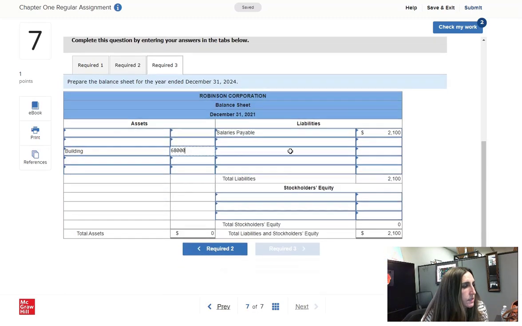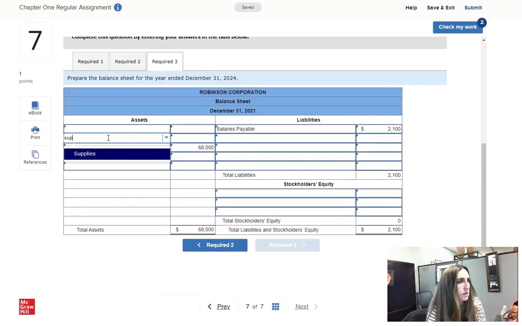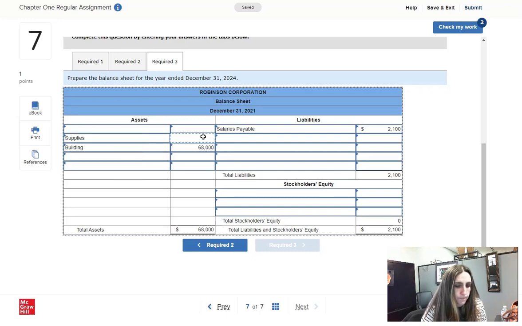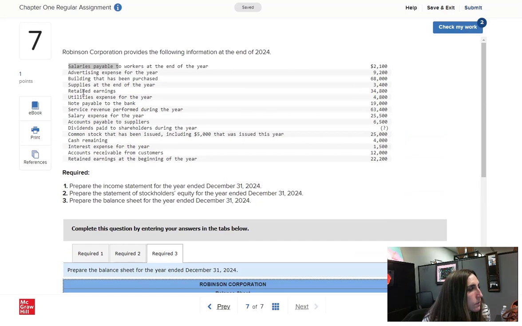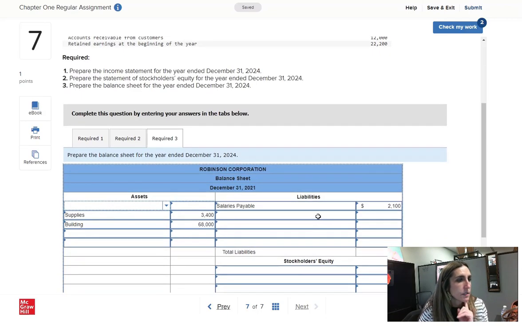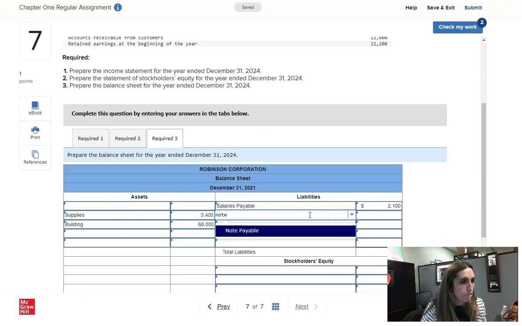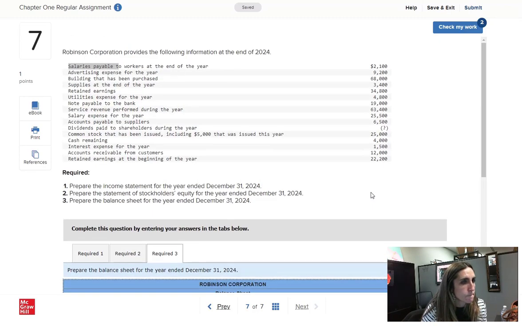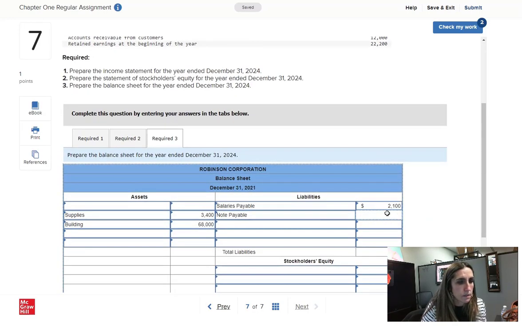Supplies is an asset. Gonna need that. 3,400. And retained earnings. We're going to use our ending retained earnings from the second statement. We'll fill that in at the end. Notes payable. Utilities expense I've already used. I don't need to use that again. It goes on the income statement. Notes payable of $19,000 goes on here in the liability section. $19,000.